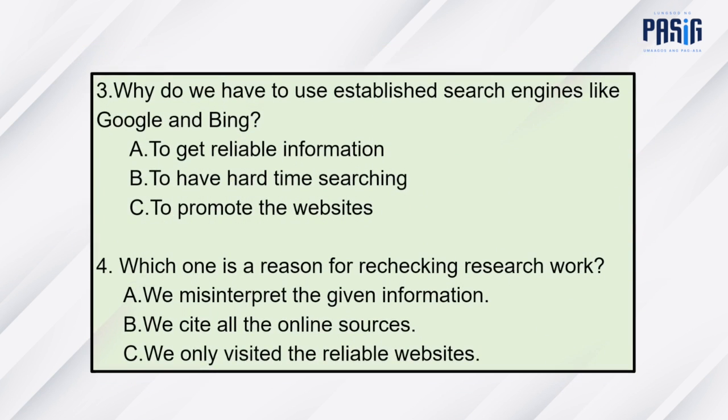3. Why do we have to use established search engines like Google and Bing? A. To get reliable information. B. To have hard time searching. C. To promote the websites.